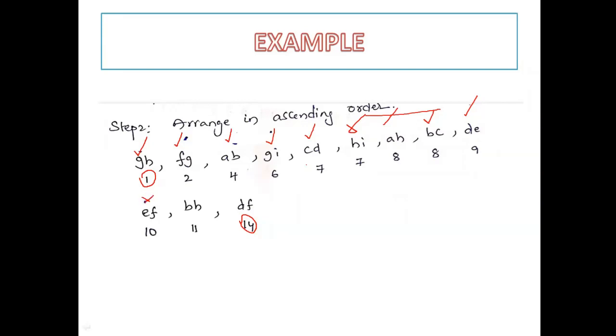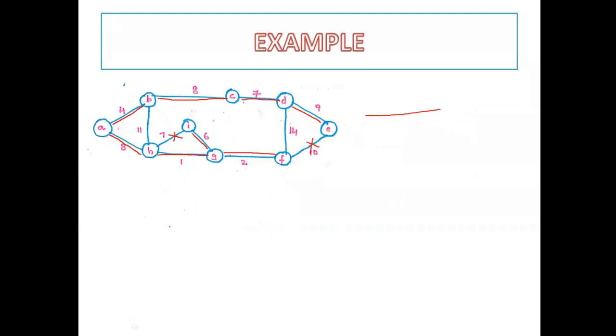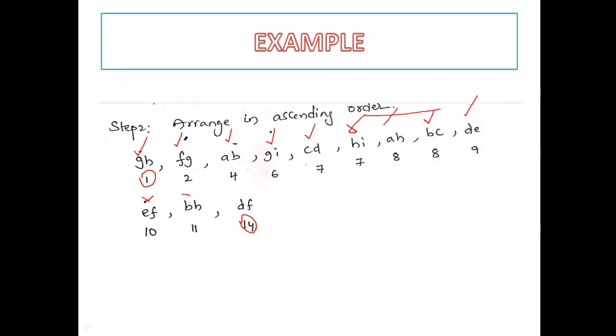And then I have the next edge, BH. So you can see that B and H is this edge. Now when you connect this, it forms a cycle. So we cannot consider this edge also for constructing the spanning tree. So we are not considering this edge.